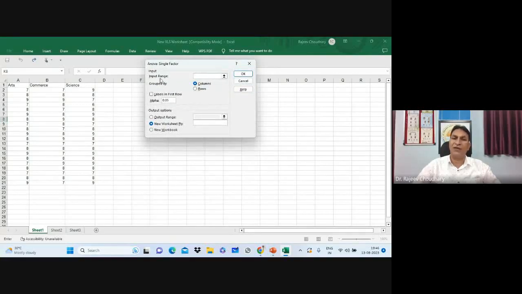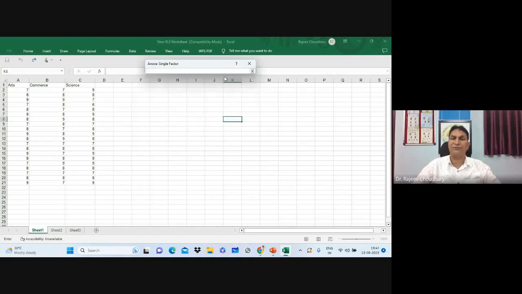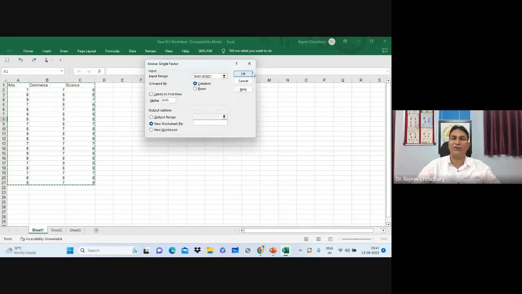We have only one input range. In front of the input range, click on this arrow and select all the scores including this heading. Again, click on the same arrow. Then opt for labels in first row, since we have given the titles, that is Arts, Commerce and Science, in the first row, and click on OK. The results will be in front of you.